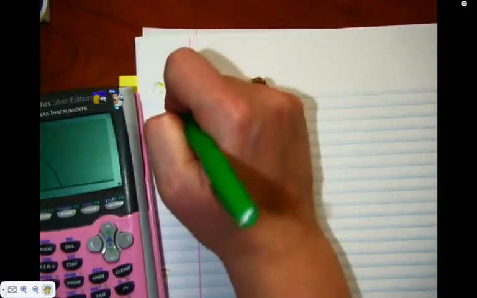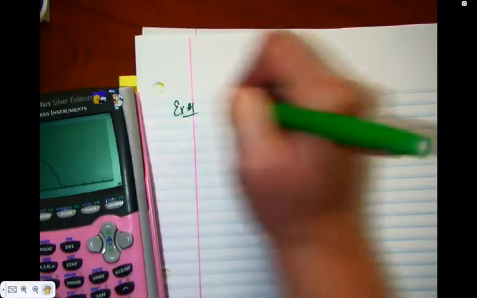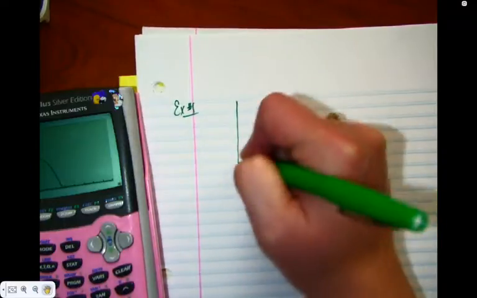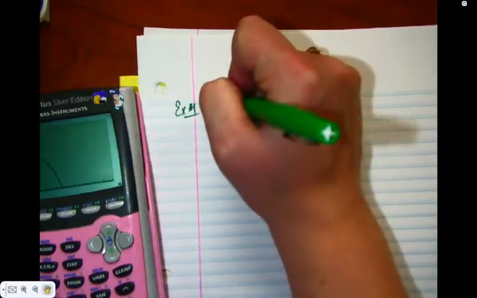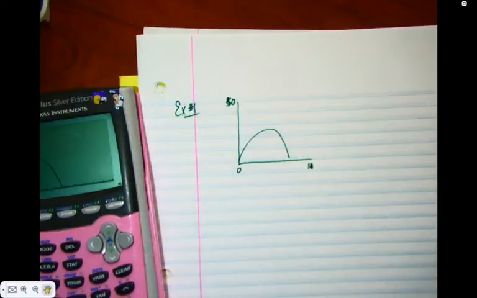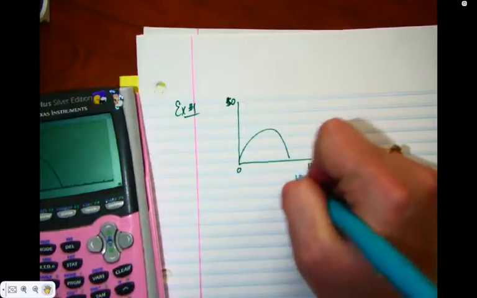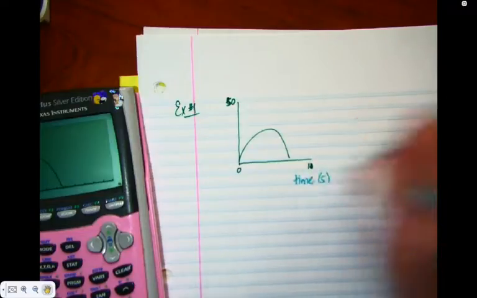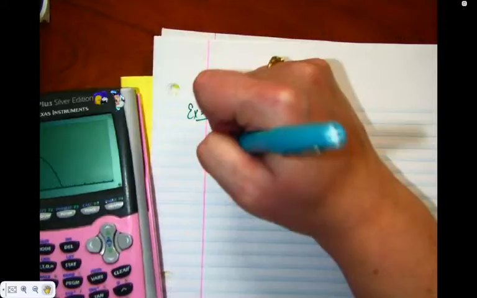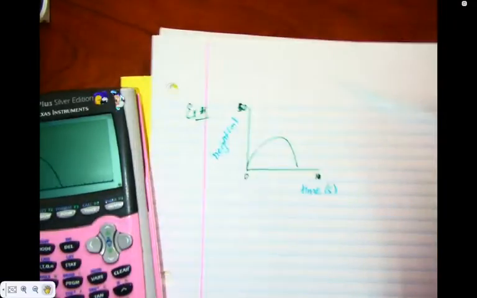So first thing I'm going to do is just do a little sketch of what I put on my screen. And I'm just going to add the values of what my screen was. 50. Just so later we know roughly what values we're talking about. I'm going to label the axes. The bottom is time, and we're assuming it's in seconds if the question doesn't say. Y is the height, and it's in meters.